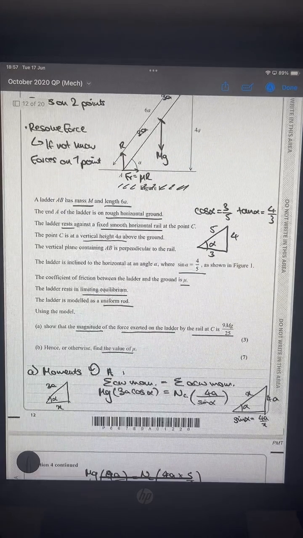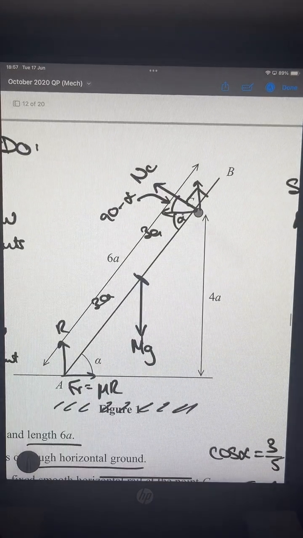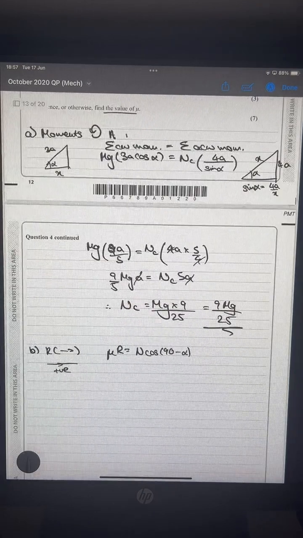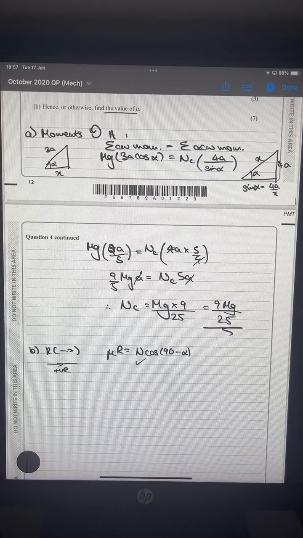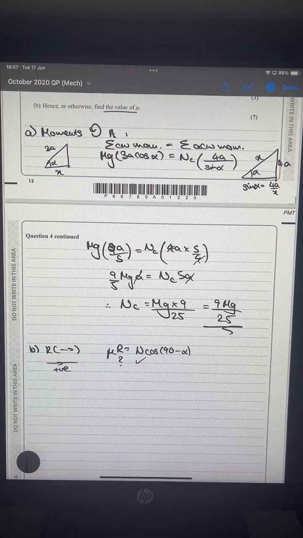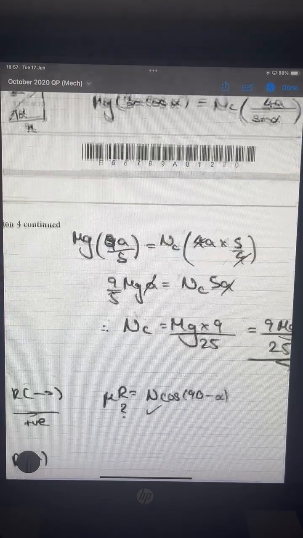Why is it cos? Because this is adjacent to the angle, and this is the hypotenuse. That's CAH from SOHCAHTOA. So this is my equation here. I need to find mu, right? I know what N is, and this is just sine alpha, but I don't know what R is. How am I going to find what R is? I have to resolve vertically because R appears in my vertical equations.